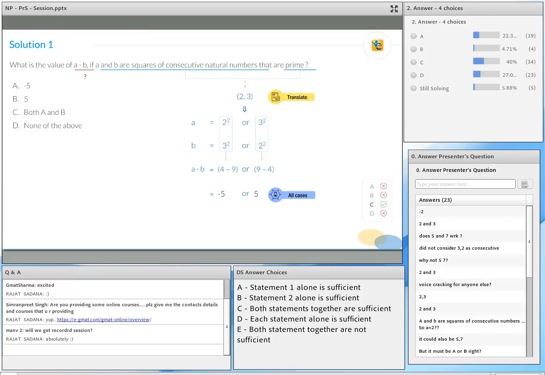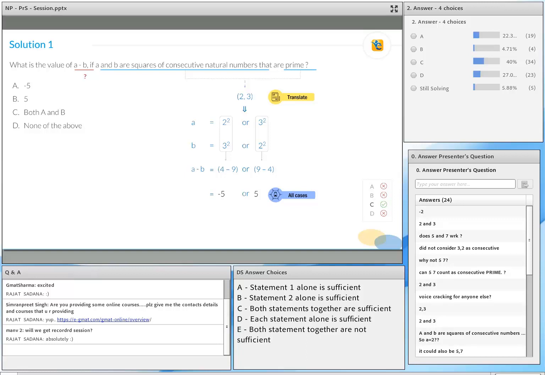Now, the second thing is, it doesn't say whether A is larger than B or not, right? So that's why you need to consider both the cases. That's the second place where you would have faltered. Now tell me, where did you falter?